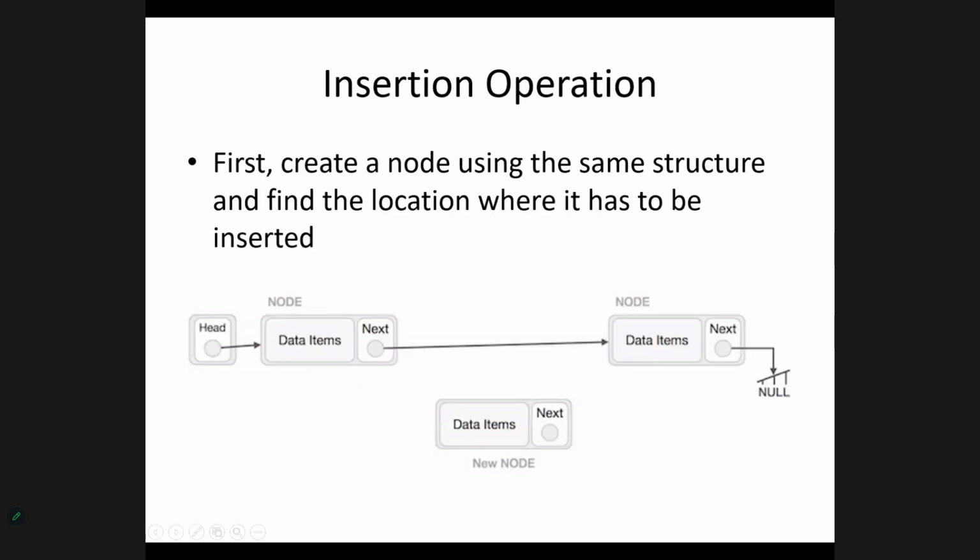Okay, now let's look at each of the operations individually. The first one is the insertion operation, right? So it is very simple. Now this is the existing linked list. You can see this is the head, and this is the first node. This is the data item. This is the reference to the next node. So this is the next node, and this is the data item, and this is the reference. In this example we have only two nodes, and the second node points to null.